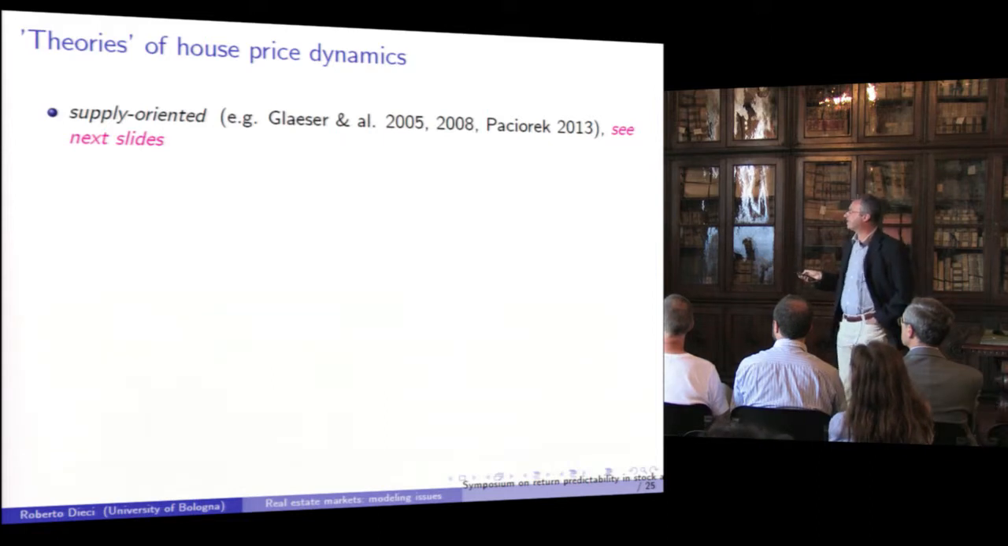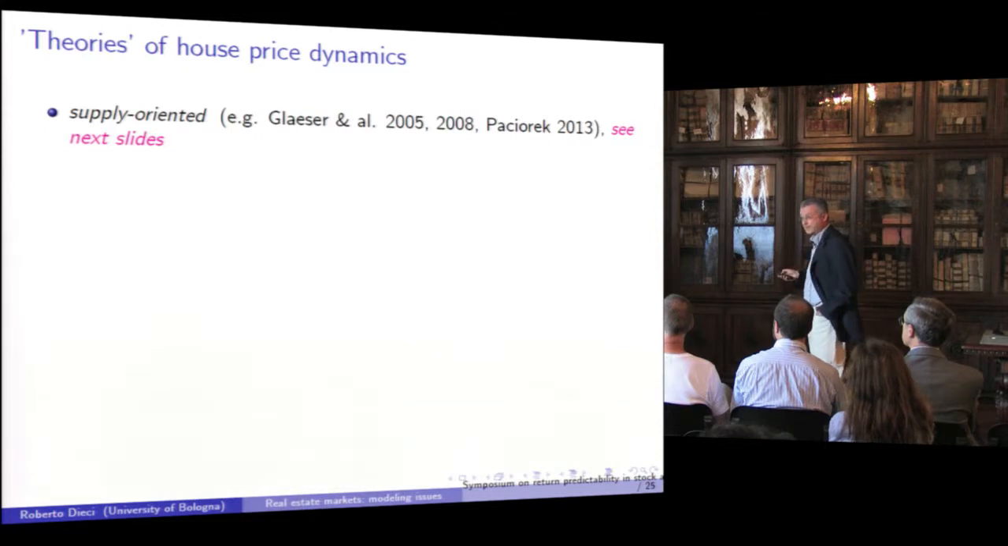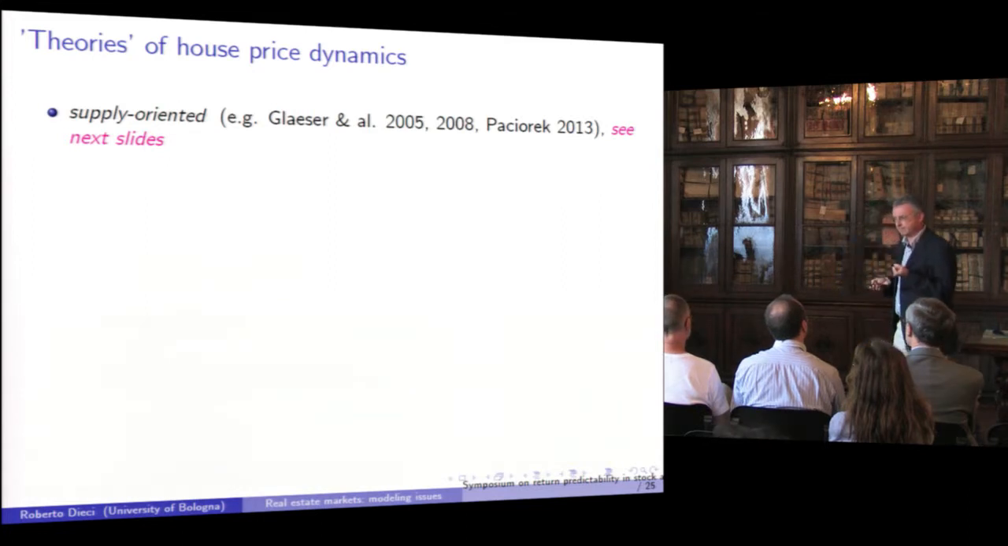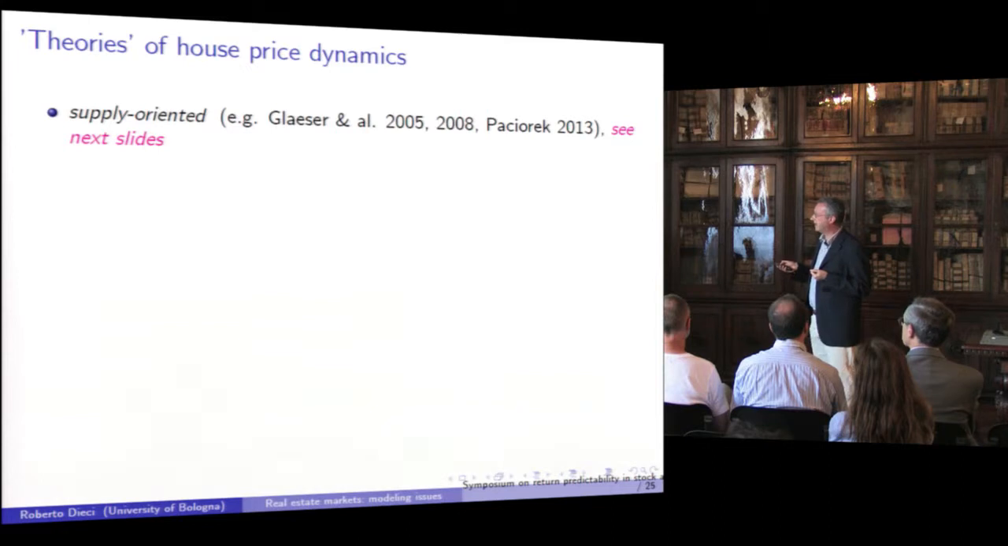Then there are models that are supply-oriented, for instance, recent work by Glaeser, Gyourko, and others, who regard supply as the key factor that can shape housing bubbles. They start from the observation that housing bubbles have been very different across different cities, and they relate these differences to different supply conditions.